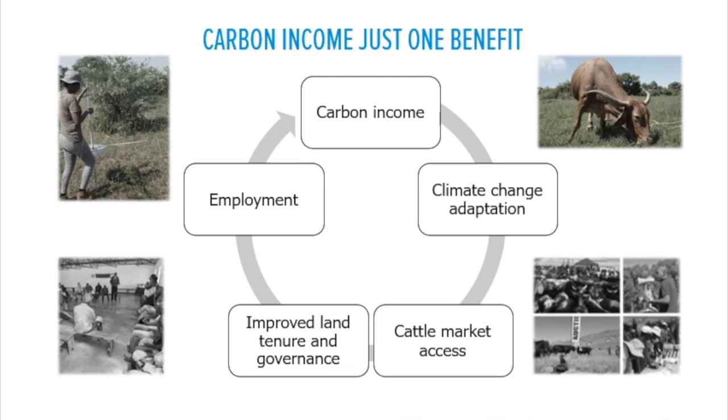Carbon income is just one benefit of the project. The restoration leads to rangeland resilience. Farmers rely less on supplementary feed during droughts, and farmers are also assisted with market access for their livestock.